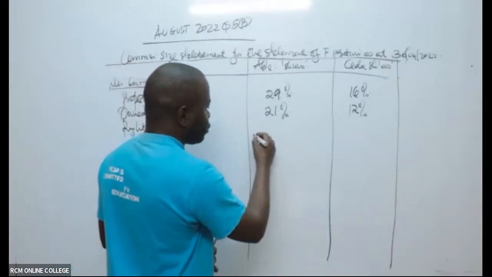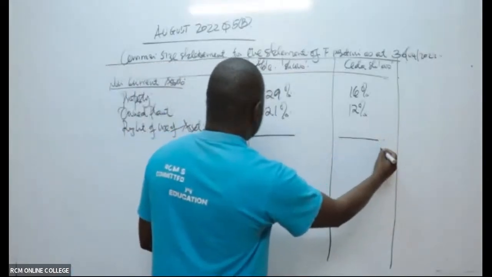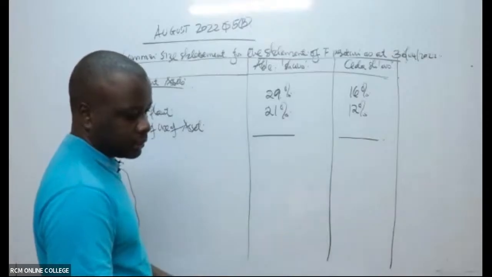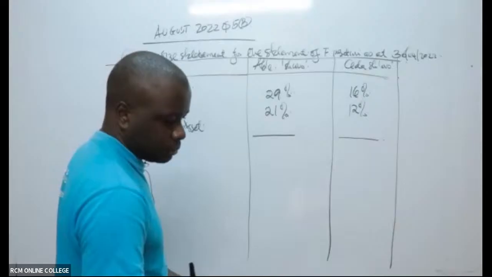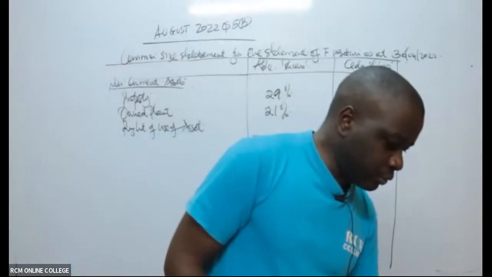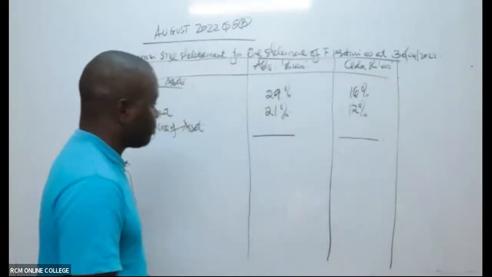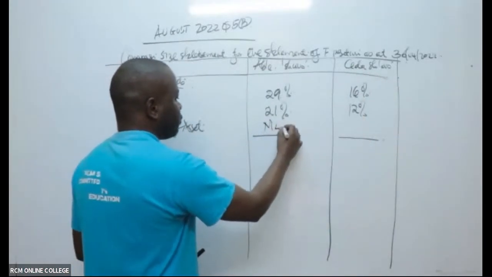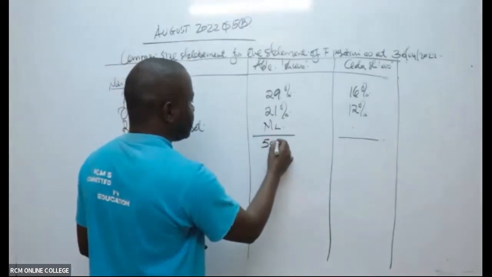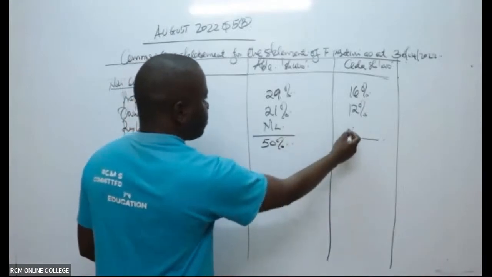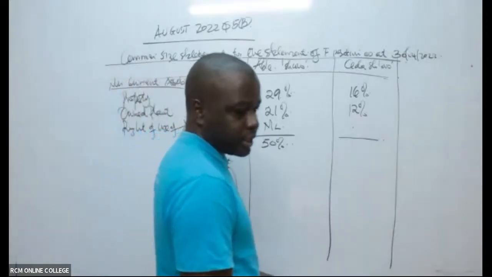Here you'll be able to get the total figure for the non-current assets. The right of use of asset for this one will be nil because there is no figure there. And this one comes to a total of 50%. And this one will be 26.3, so we can say maybe just 26.